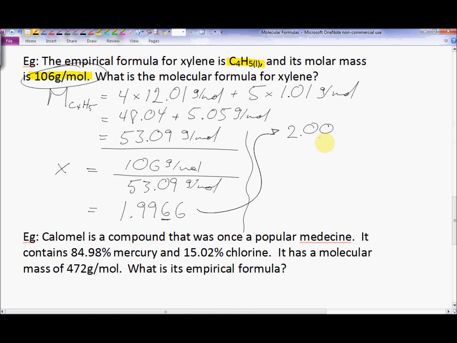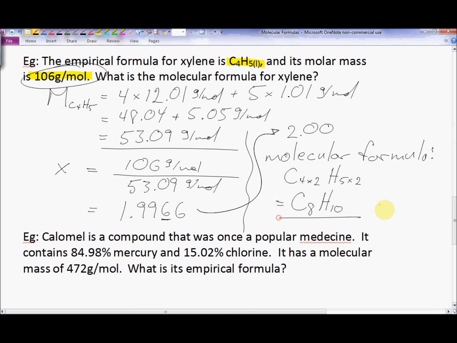So if we use that as a multiplier, our molecular formula will be C4 times 2, the multiplier, H5 times 2, that's the multiplier, is equal to C8H10. And that is the molecular formula for xylene.